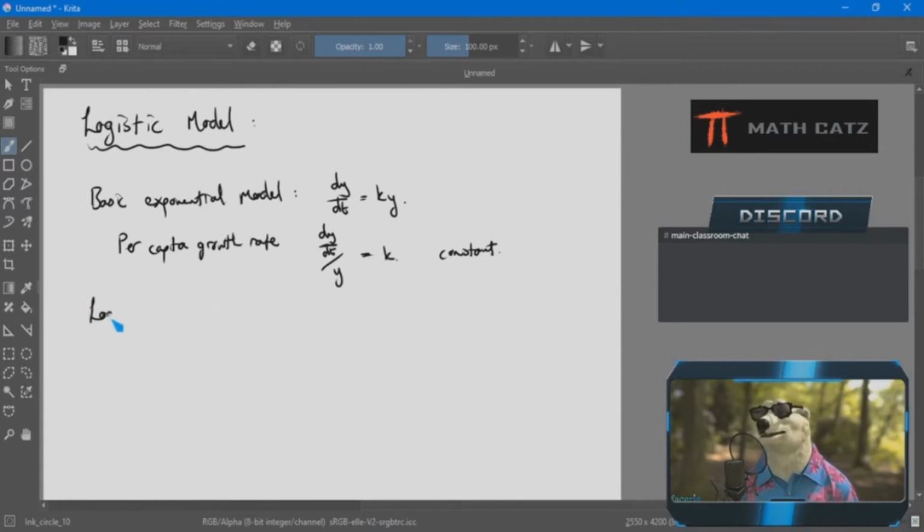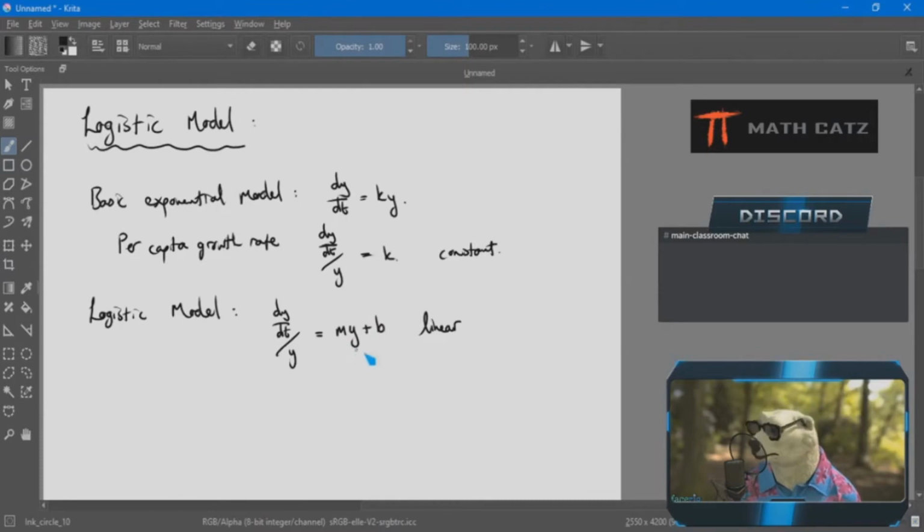So, our logistic model, one way of looking at it, is to say that let's step up the per capita growth rate one step more general and make it linear. So we could call this now linear in y. So y, sorry, m slope y plus b. Think of your y equals mx plus b, but now y is the variable in that linear function for the right-hand side.